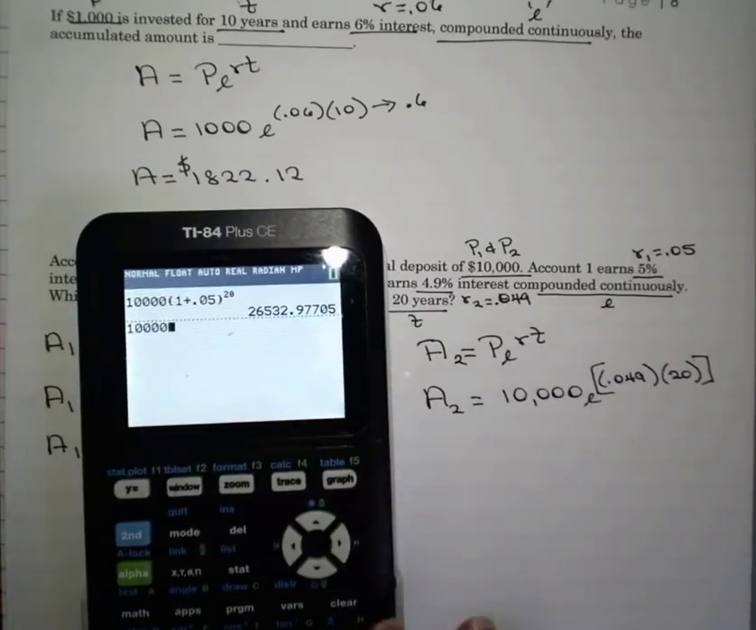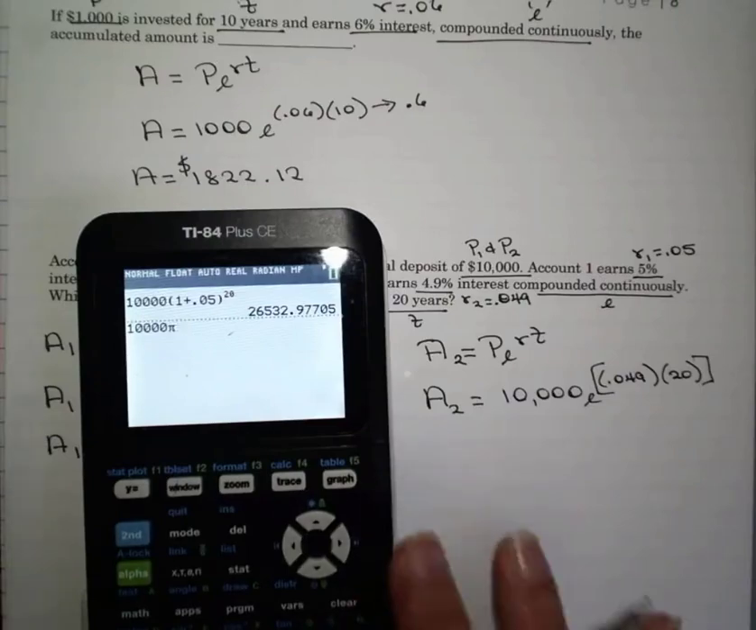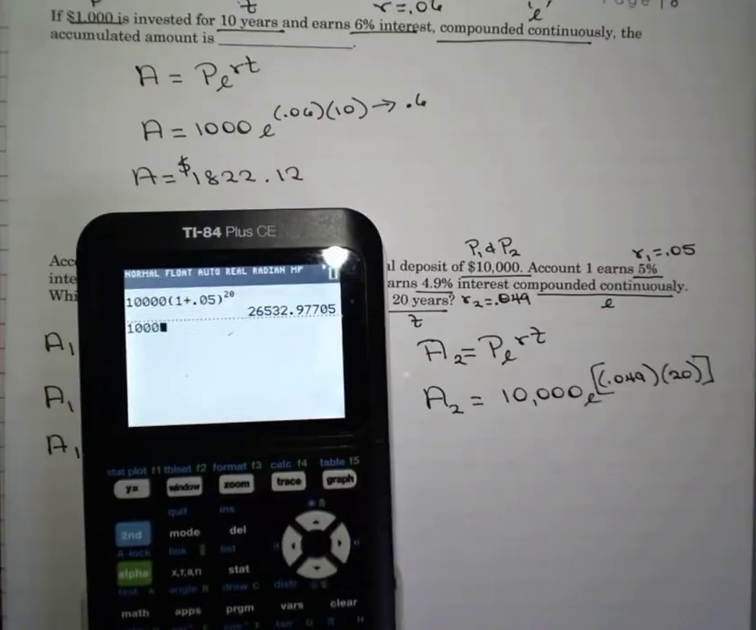So I'm going to say 10,000 times E. Let me go ahead and put the E in. Whoops, I put pi in. Sorry. Let me clear this and start over again. Let's do e this time. And I'm going to raise that to the power of, and I'll put it in parentheses, 0.049 times 20. And check it and make sure I did this right, and then hit enter.